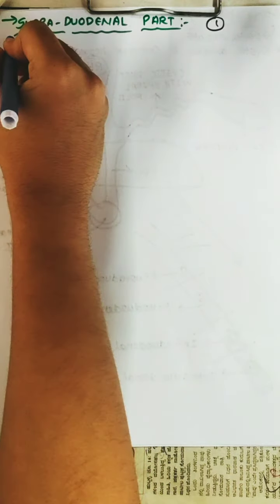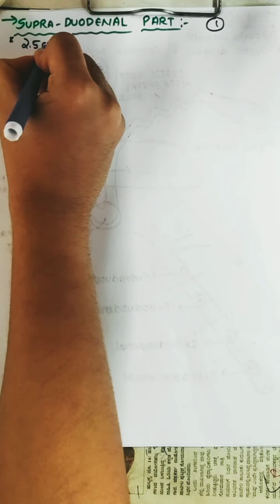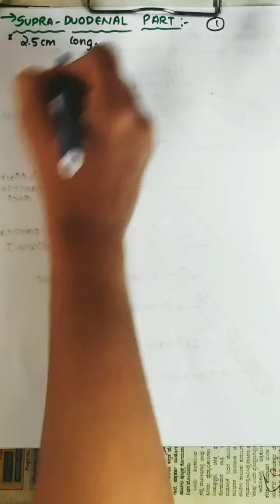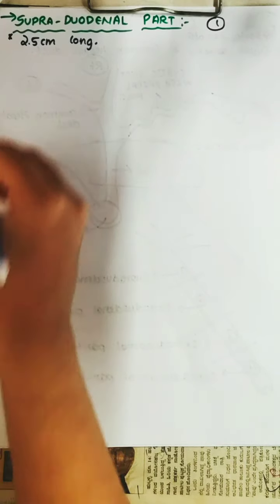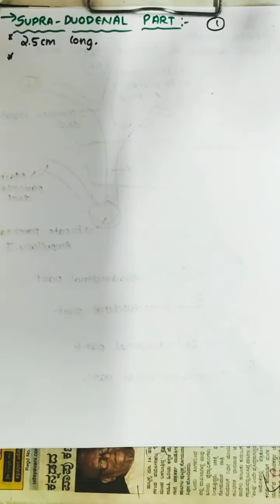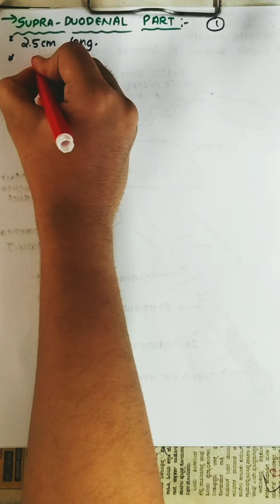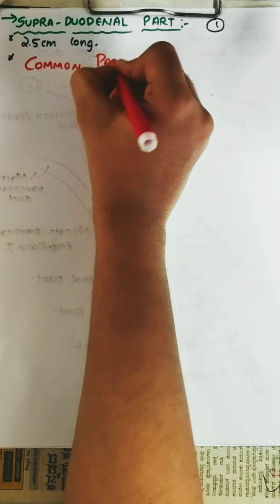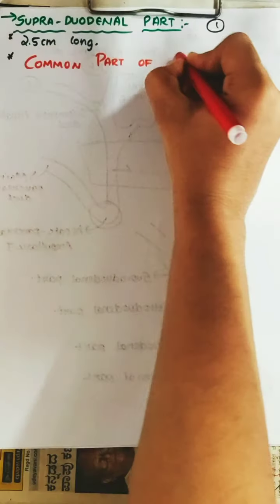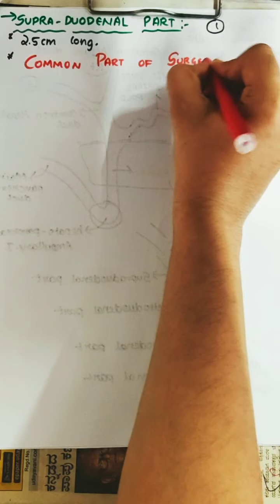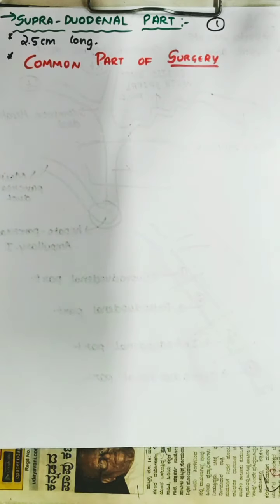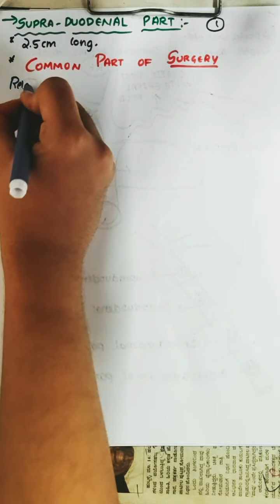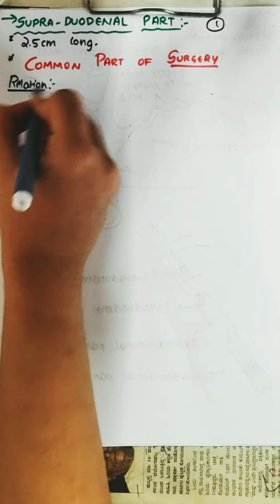It is around 2.5 centimeters long. It is the common part for surgery. Usually gallbladder stone or any stone surgery is done in this part. It is the common part of surgery. So we'll look at the relations of the supraduodenal part.